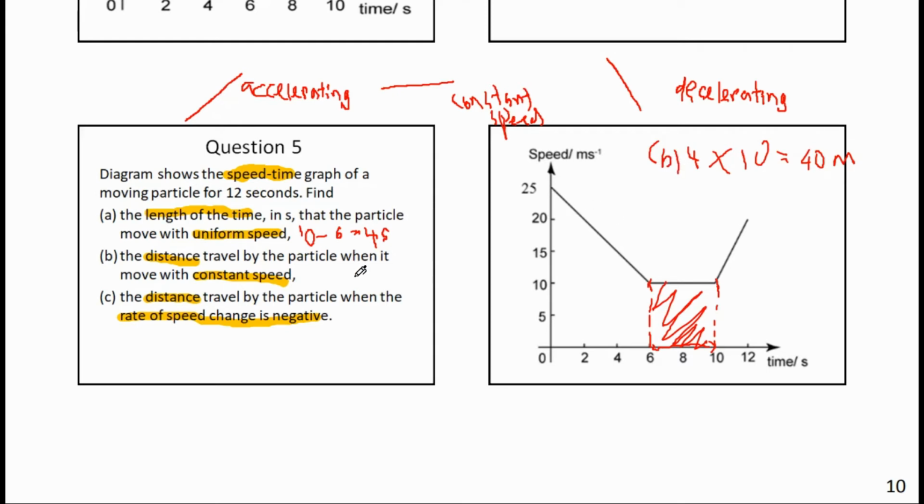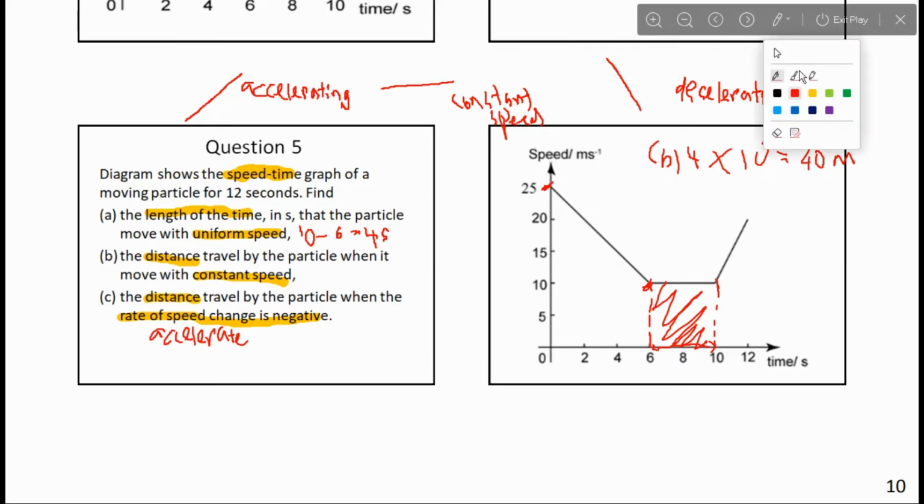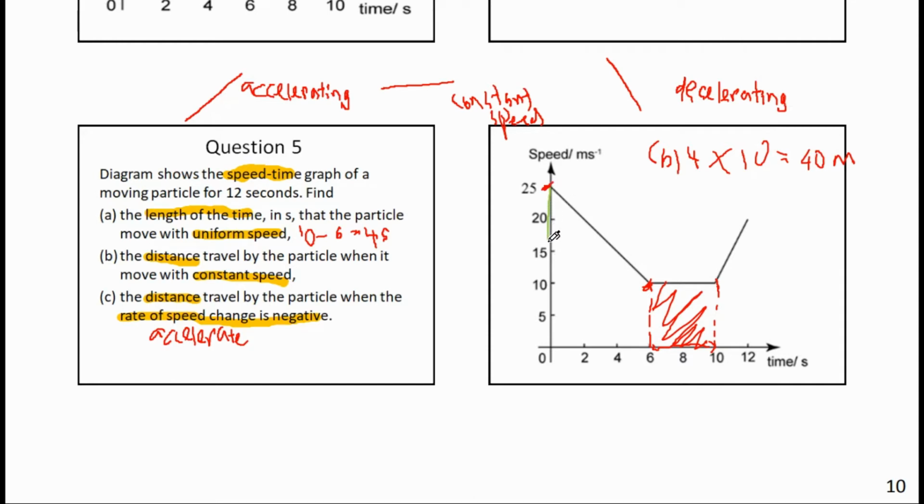For part C, the distance traveled by the particle when the rate of change of speed is negative. Rate of speed change means acceleration. Acceleration is negative, that means this particle is decelerating. So decelerating means negative gradient. So this is the part where the line is going down. So we have to find the distance traveled. So for C, we have to find the area under the graph for this part.